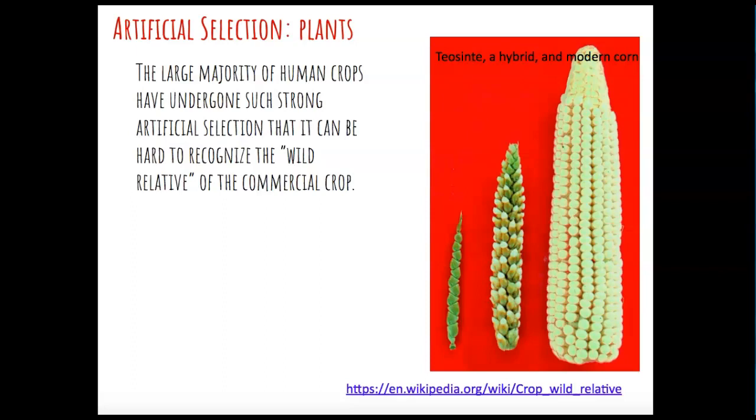Another example of artificial selection is seen in corn. So the ancestor and close relative of modern corn is called teosinte in North America. And over time we selected for more and larger kernels with more and more different types of starches and things. And so we have modern corn, which is the same species as teosinte, and they can still breed together and create a hybrid that looks like a middle ground between teosinte and modern corn.